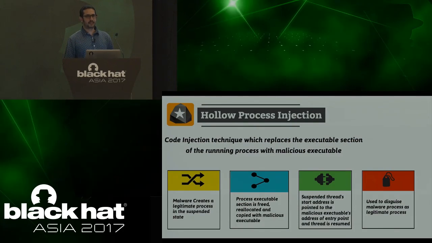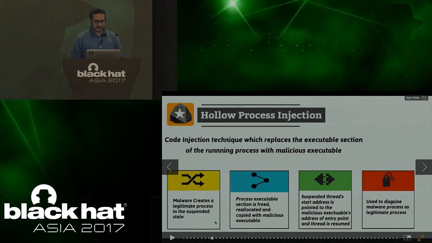Then what is hollow process injection, also called process hollowing? Hollow process injection is a code injection technique in which, as I told you, when a process is executed, the executable is loaded into the memory. The executable section of the legitimate process is replaced by the malicious executable. And then that legitimate process is forced to execute. So how does it work? This is how it works.